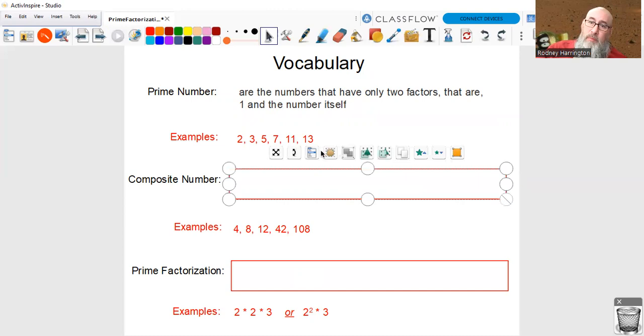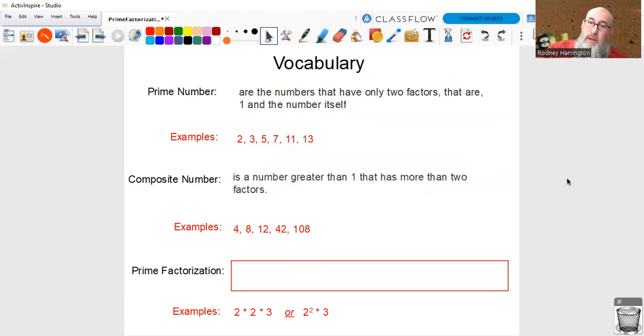Whereas composite numbers is a number greater than 1 that has more than two factors. So 4 could be 1 times 4. It could also be 2 times 2. So that has multiple factors. Same thing with 8: 1 times 8, or 2 times 4, or 2 times 2 times 2. So again, these are examples of composite.